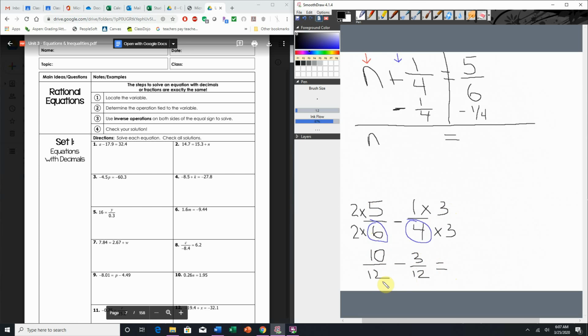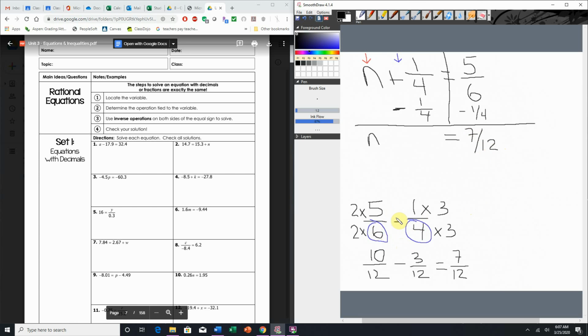Okay, and once our denominator is the same, all we're going to do is subtract the numerators. So 10 minus 3 will give us 7. And we're going to keep our denominator the same. So our answer in this case, n equals 7/12.